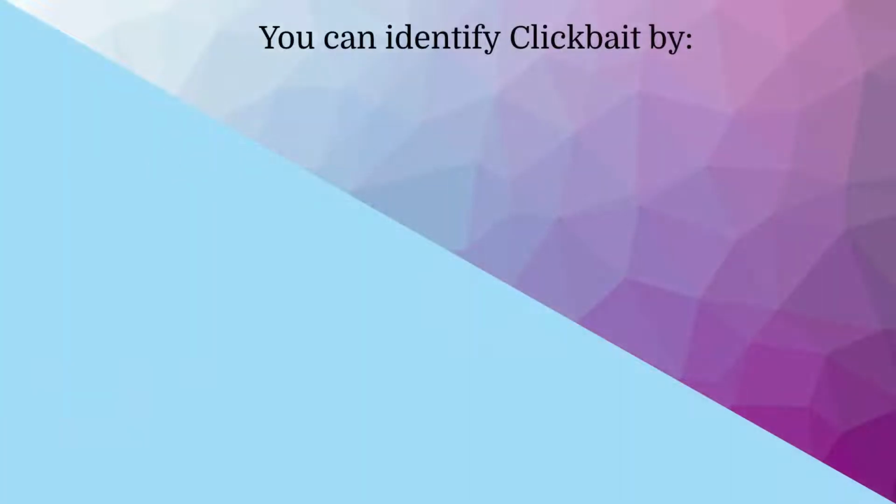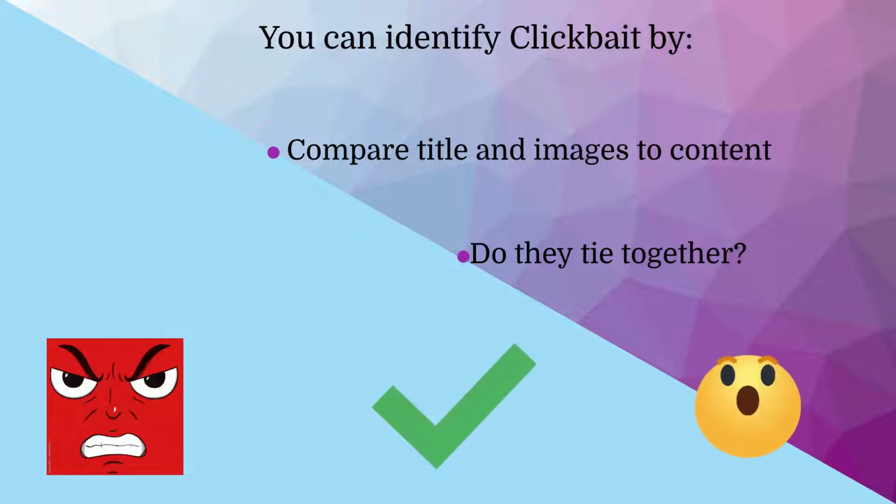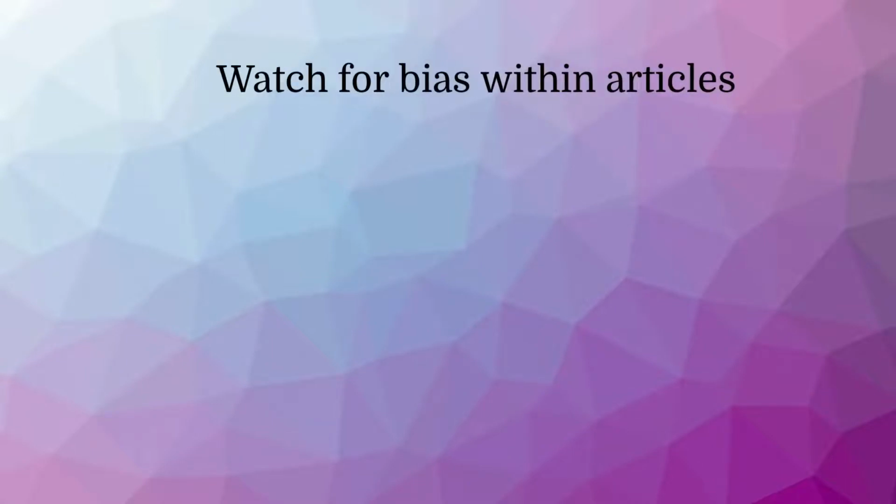You can identify it by seeing if an article's title and images are far more astonishing than the actual content of the article, or even if they relate to the content at all. Do they appeal to emotions such as anger, validation, or inspiration? In addition to the exaggerated or misleading titles and pictures, there, of course, could be bias in the article itself.